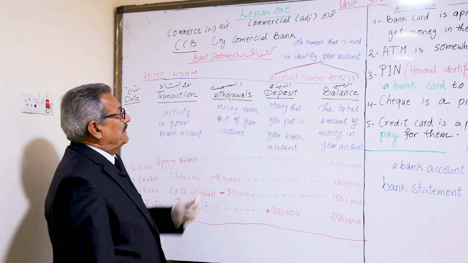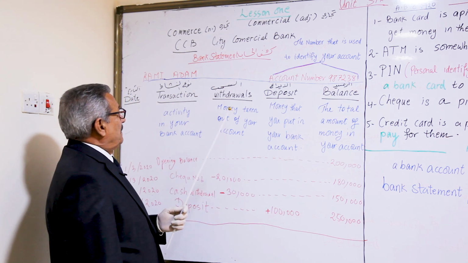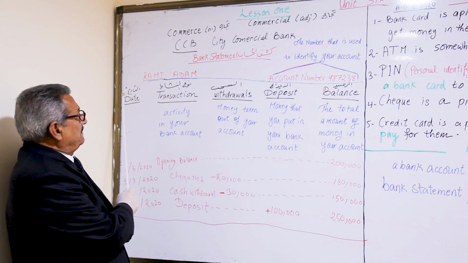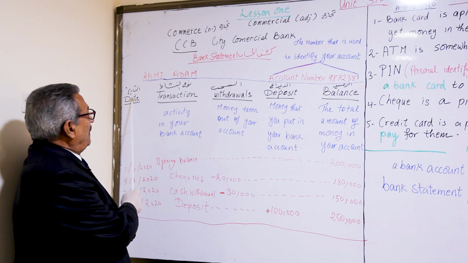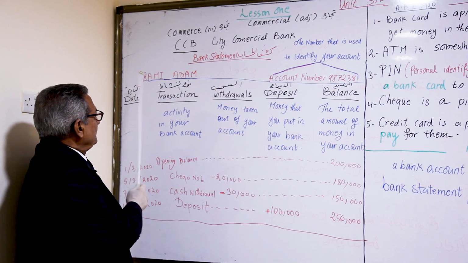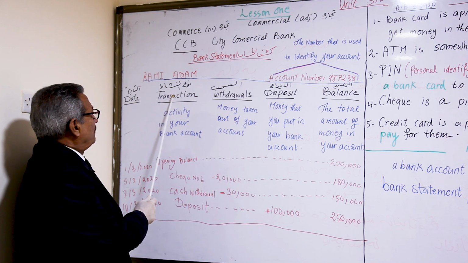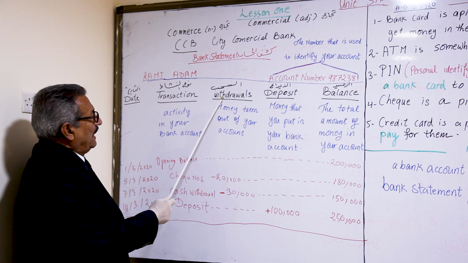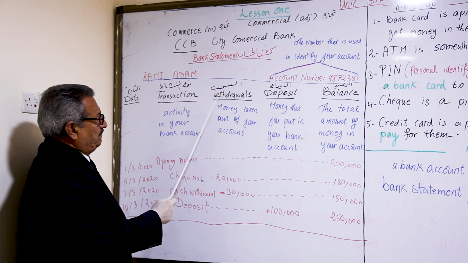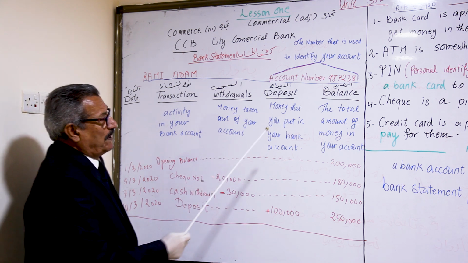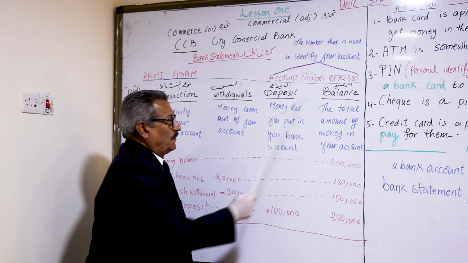The bank statement consists of 5 columns. 1, the date. Secondly, transaction, the activity in your account. Withdrawals, سحب. Deposit، إيداع. والbalance اللي هو الرصيد.